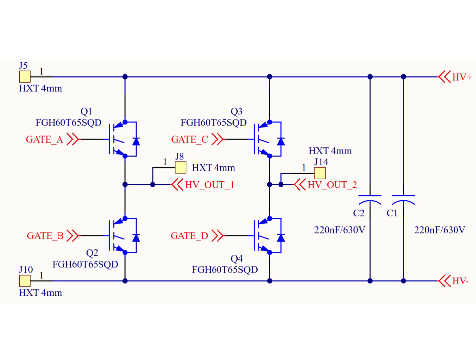From a current handling perspective, the FGH60T65 SQD is rated for 120 amps continuous at 25 degrees Celsius case temperature, derating to about 60 amps at 100 degrees Celsius, which is a realistic operating condition once the heat sink is active. For a 3.3 kilowatt inverter delivering 230 volt RMS, the output current is roughly 14.3 amps RMS at unity power factor.